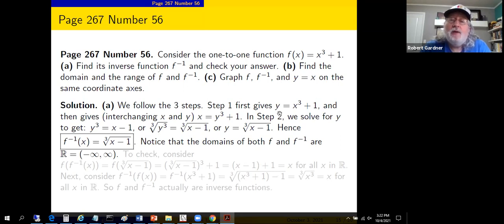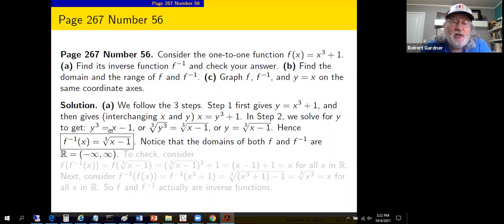Step 1, take y equals x cubed plus 1. We've replaced the f of x with the y. Then interchange the x's and the y's. So change the y to an x and the x to a y. That's the protocol they told us to use, so we'll do it their way. Now solve for y in this equation. Solving for y, we can subtract 1 from both sides. We get y cubed equals x minus 1.